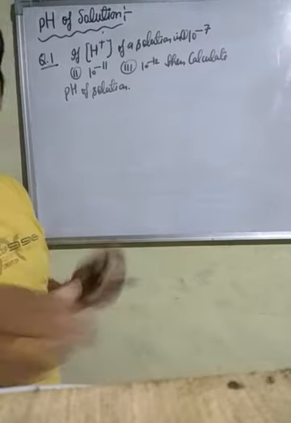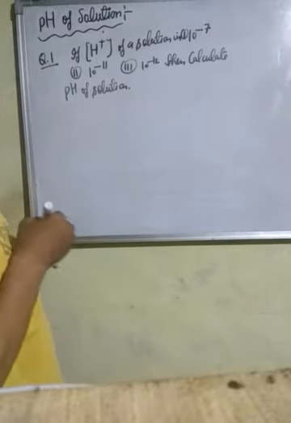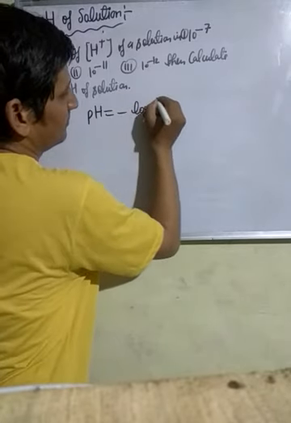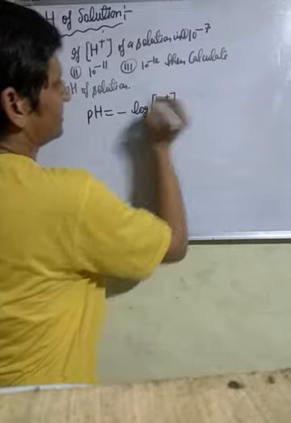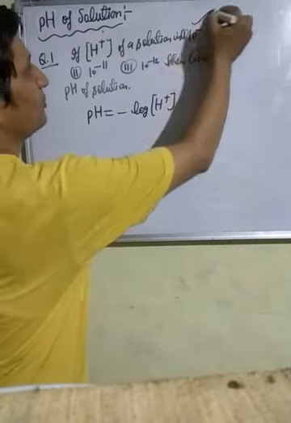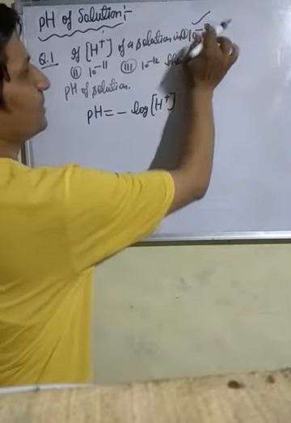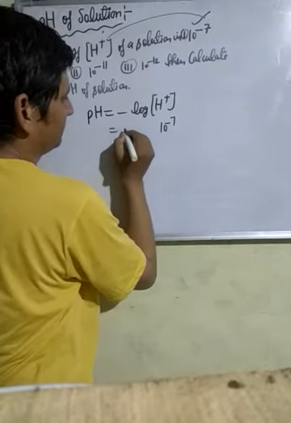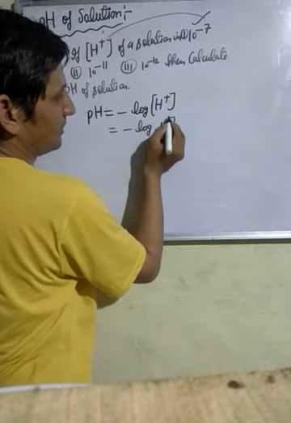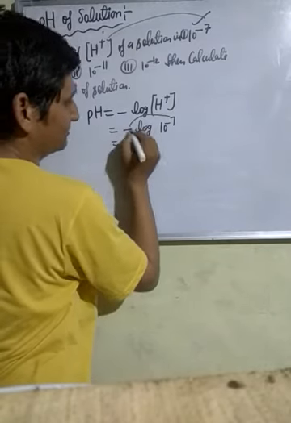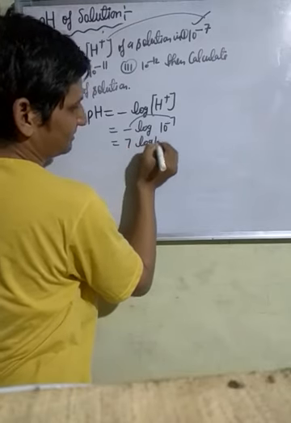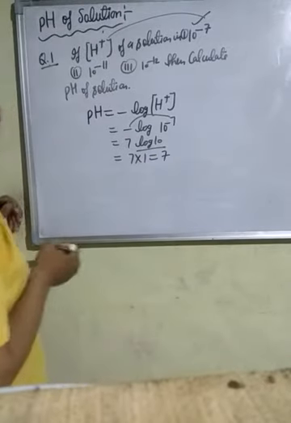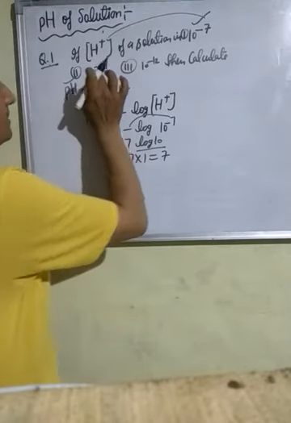Dear student, you know very well the formula of pH. pH is equal to minus log hydrogen ion concentration. Now we have to put the value. Hydrogen ion concentration is 10 to the power minus 7. In the place of hydrogen ion we can write 10 to the power minus 7. Minus log 10 to the power minus 7 is minus minus 7 into log 10, which is plus 7 log 10. Value of log 10 is 1. 7 into 1 is equal to 7. Okay. And after this, next 10 to the power minus 11.